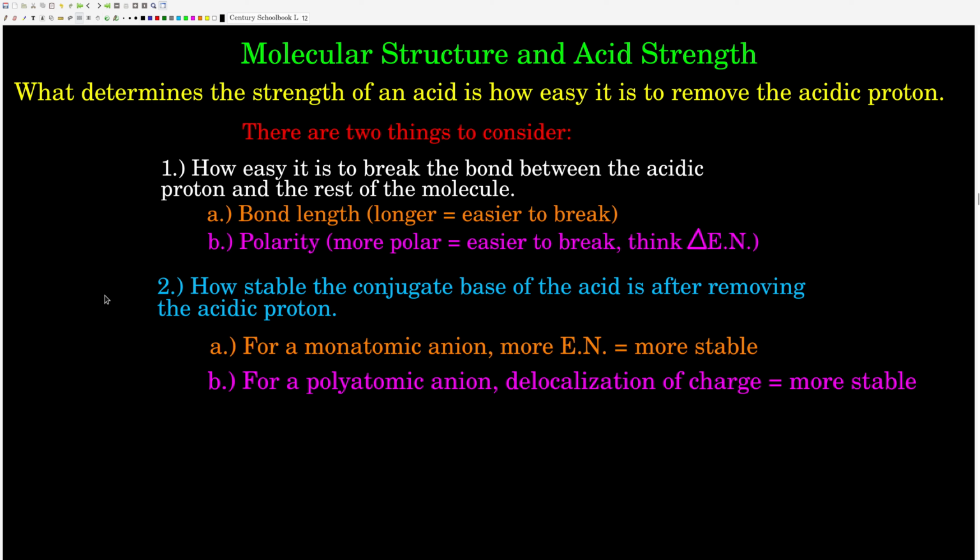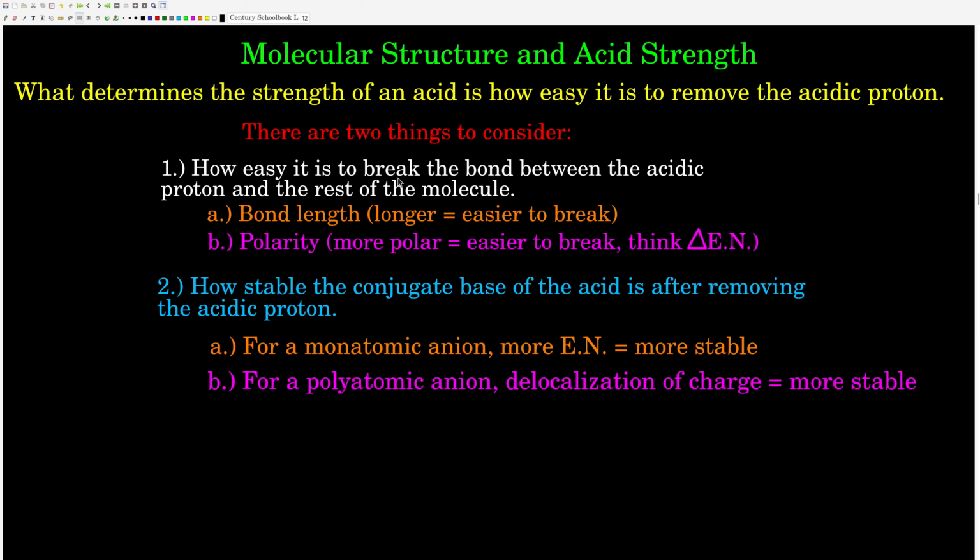Now we think about this in terms of structure. There's two things we have to consider. First, how easy it is to break the bond between the acidic proton, the proton that's leaving, and the rest of the molecule. And also, how stable the conjugate base of the acid is after we remove the acidic proton. So how stable the resulting anion is.